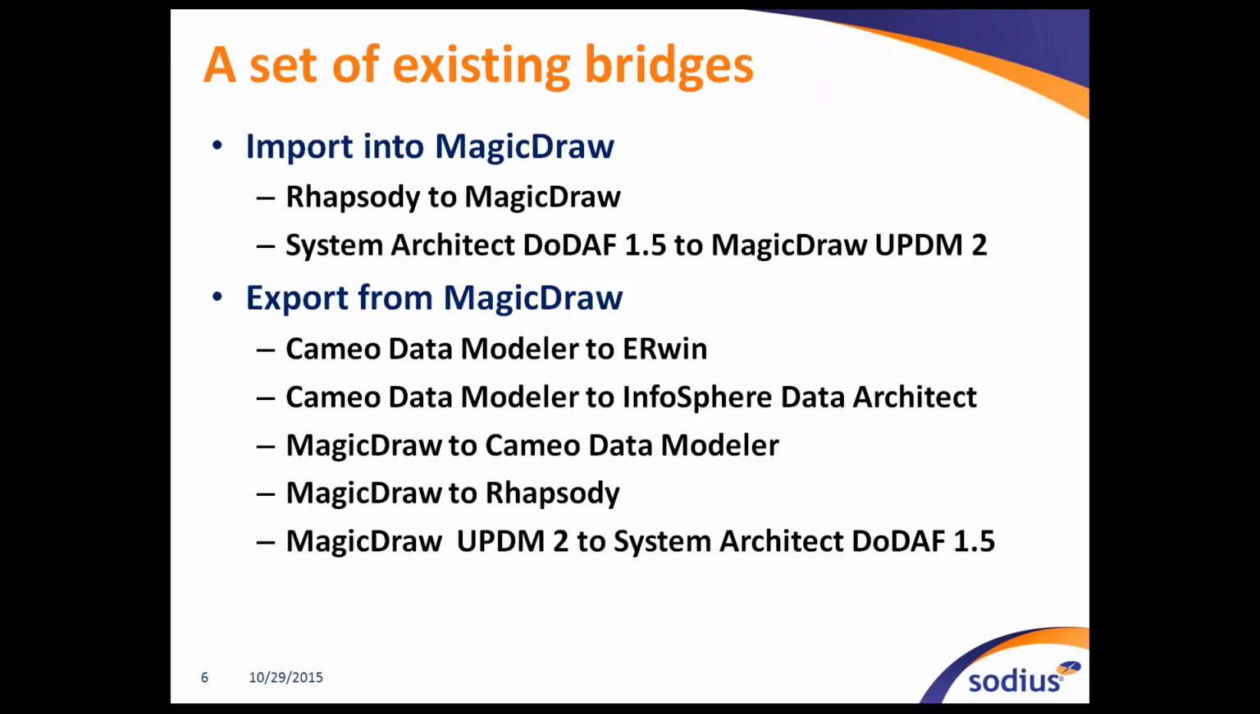So there is currently a set of existing bridges. You have import into MagicDraw. There is Rhapsody to MagicDraw, and there is System Architect 1.5 to MagicDraw UPDM 2.0. You can also export from MagicDraw. There are 4 bridges. You have the export from Cameo Data Modeler to Erwin, and Cameo Data Modeler to InfoSphere Data Architect. You also have MagicDraw to Cameo Data Modeler, MagicDraw to Rhapsody, and MagicDraw UPDM 2.0 to System Architect DAF 1.5.